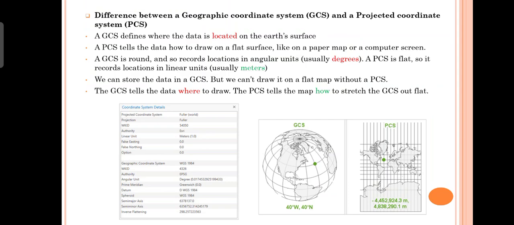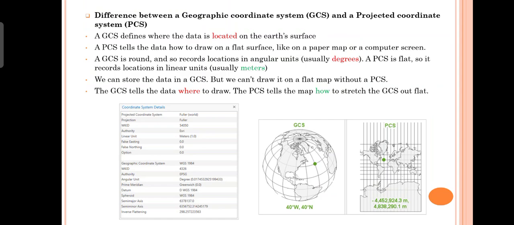We can store the data in a GCS, but we can't draw it on a flat map without a PCS. The GCS tells the data where to draw, the PCS tells the map how to stretch the GCS out flat. The main difference is where and how. And here is a table that shows the projection, linear unit and option of the projected coordinate system and the geographic coordinate system.